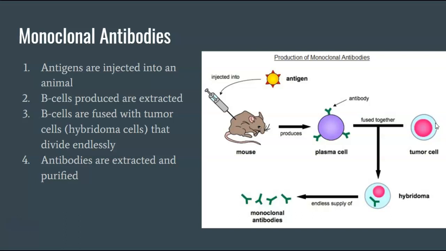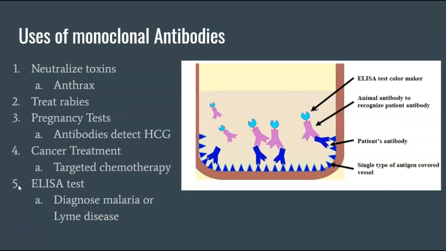The reason that we do that is because cancer cells divide endlessly. They divide quickly and they never stop. So if we fuse that antibody-producing cell with a tumor cell, you have an endless supply of these antibodies being created. Once you get these cells producing hundreds of antibodies, you can purify them, and then you're left with just the antibodies that you need, which you can then inject into people for vaccines.